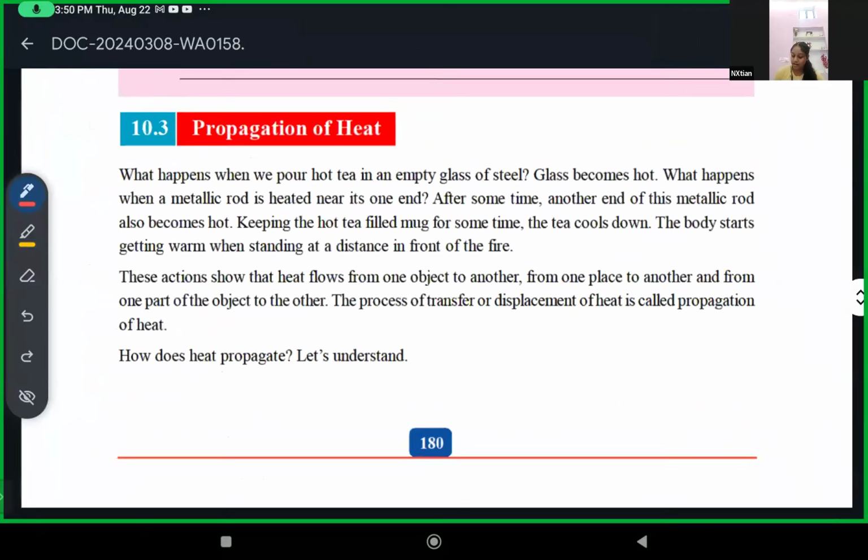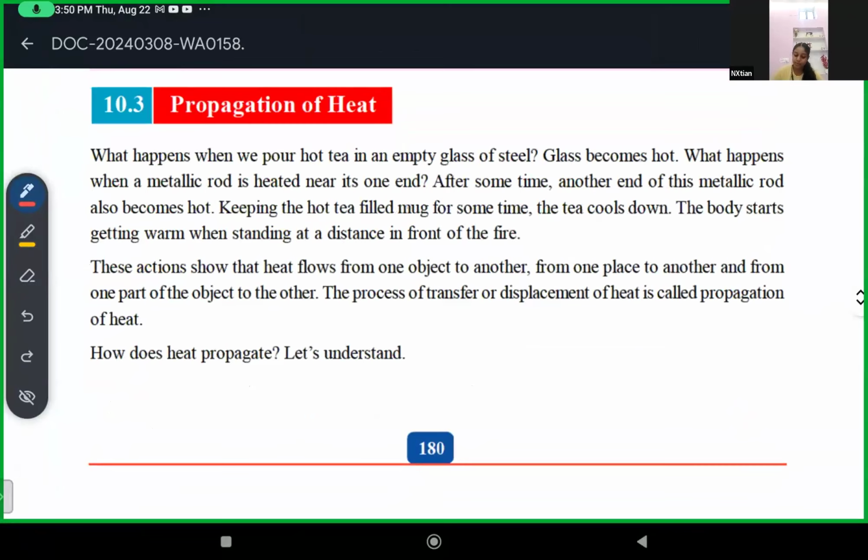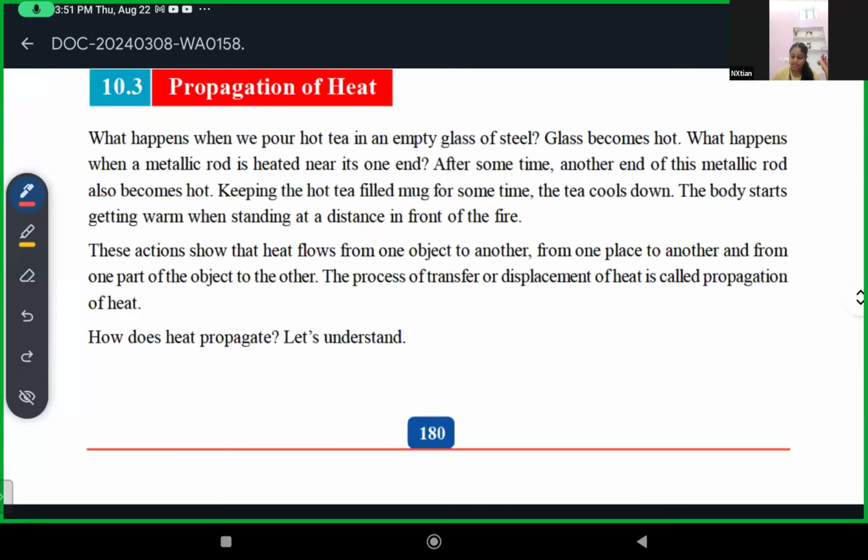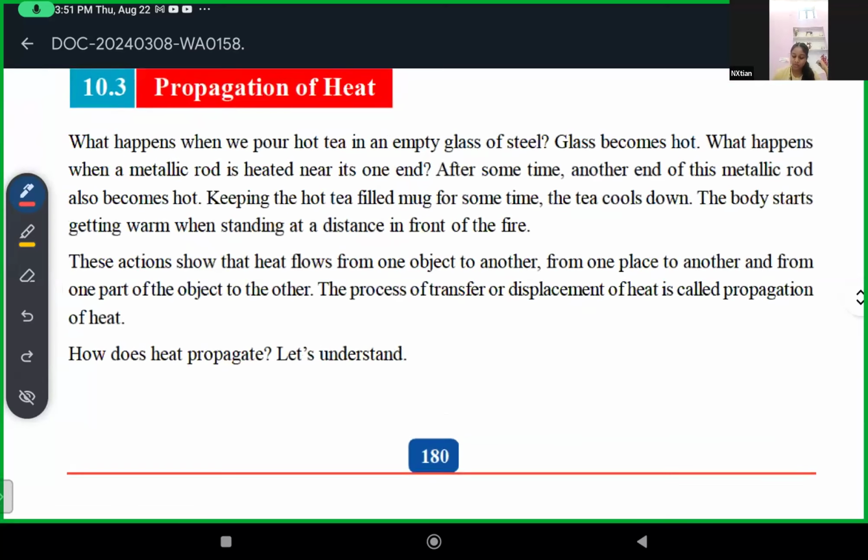Today we are going to start with this topic known as propagation of heat. What's the meaning of propagation? It means to spread, like the spreading of something. So what does it mean with propagation of heat, spreading of heat? Now we'll talk about it and see what it actually means.